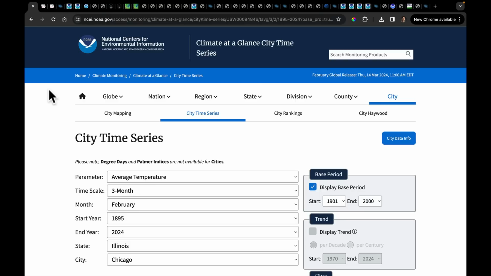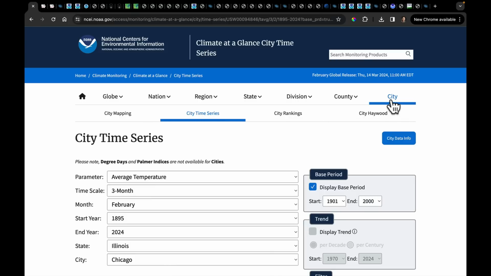So I want to show you a neat tool that I hope you go and play around with. I'm going to link this below so you have access to it. It's NOAA's tool called Climate at a Glance. It's one of my favorites. You've actually seen me use it many times. And when you get to this website, you can choose your region of analysis across the top. And you can look at mapping or time series or rankings or whatever you want.